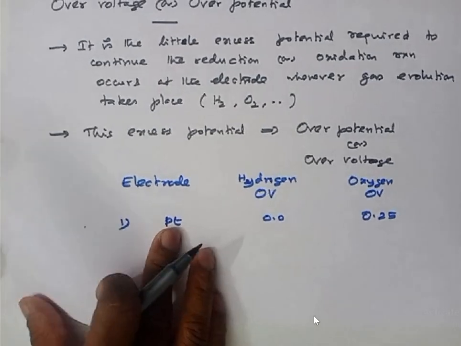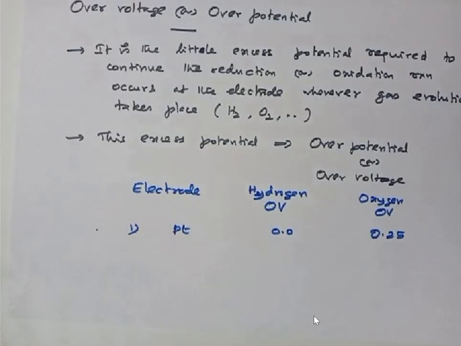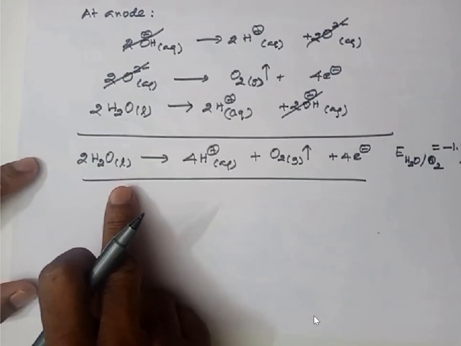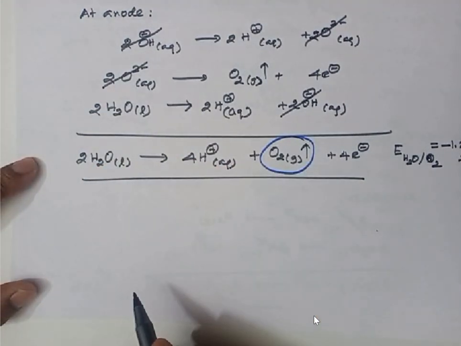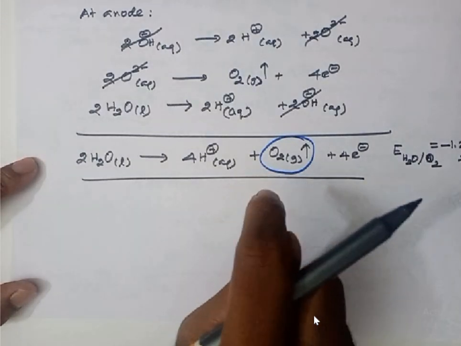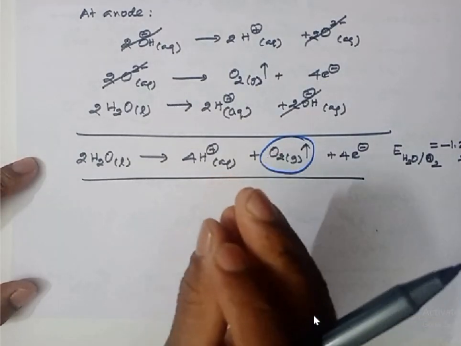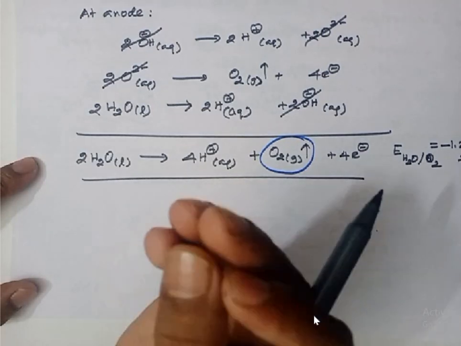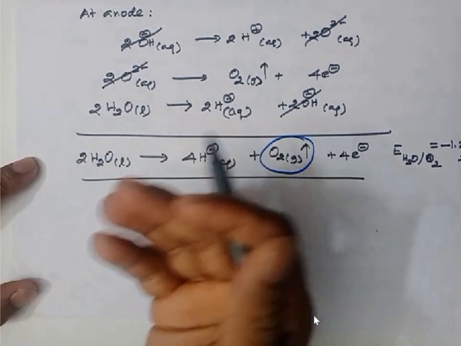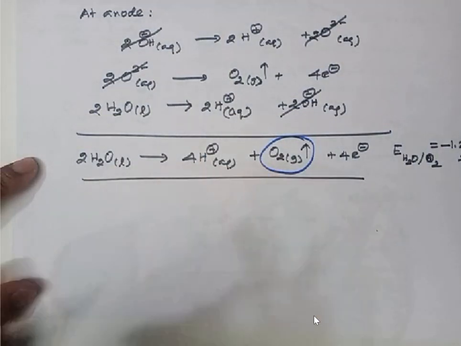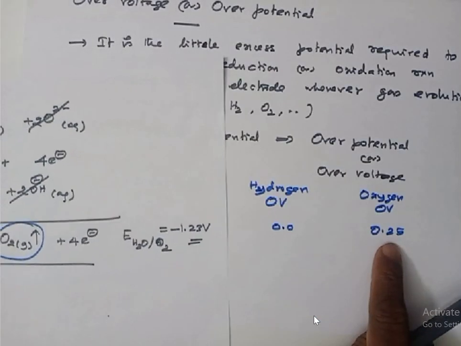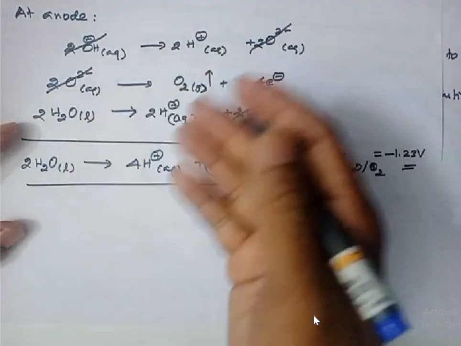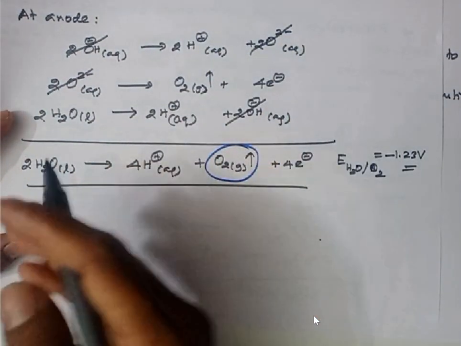Okay, see why I'm telling this. When the solvent undergoes oxidation, very specifically in the case of water, it produces oxygen gas. Suppose you use platinum as the electrode, then this oxygen gas adsorbs on the surface of the electrode at the beginning. It will prevent the further oxidation of this reaction. So if you supply the extra 0.25 voltage, what will happen? The reaction again progresses. Okay, the reaction continues.